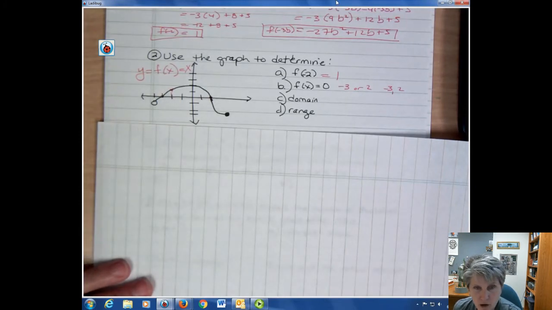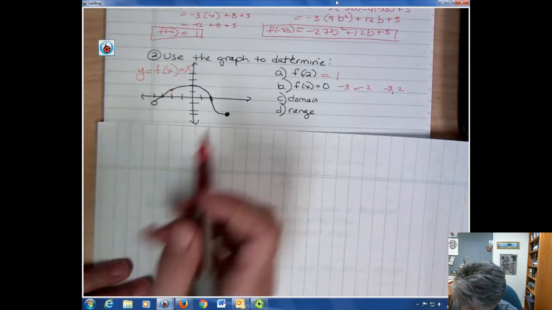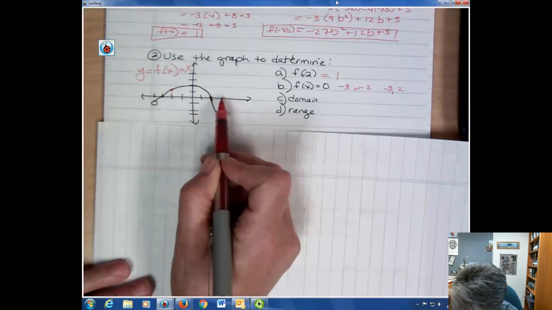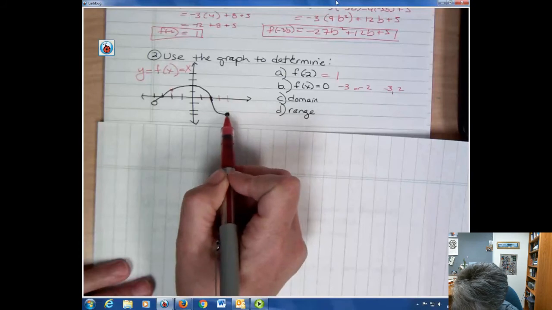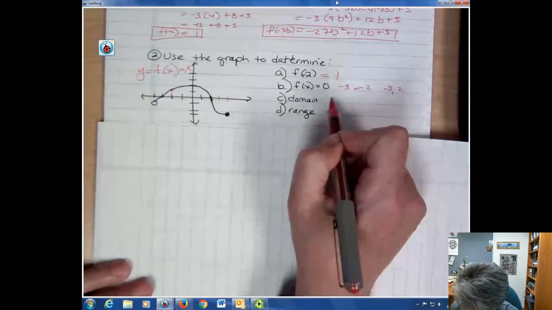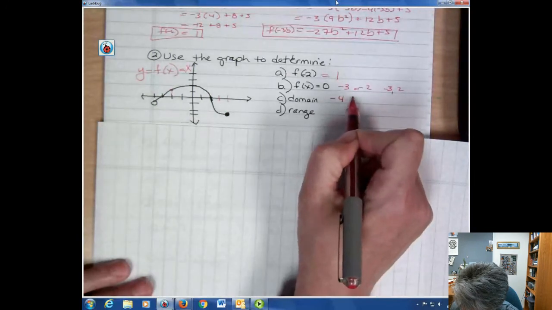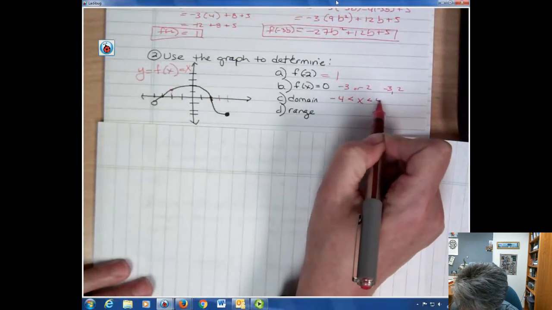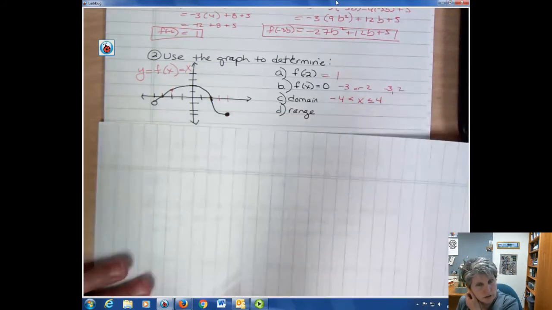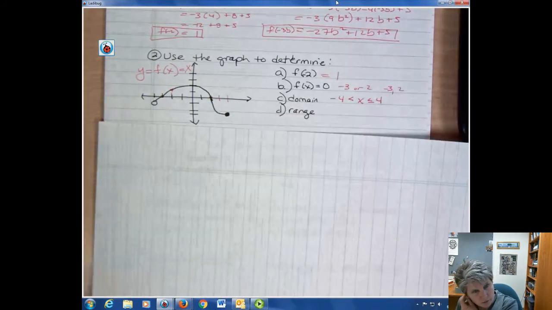The domain are all the x values. You can see that we're going from -4 up to, oh, you can't see that, up to +4, sorry, but we don't include this one. So the domain is -4 up to 4, but we are including this one. So there's an equal to part. So the domain is the x's, and we're going from there to there.